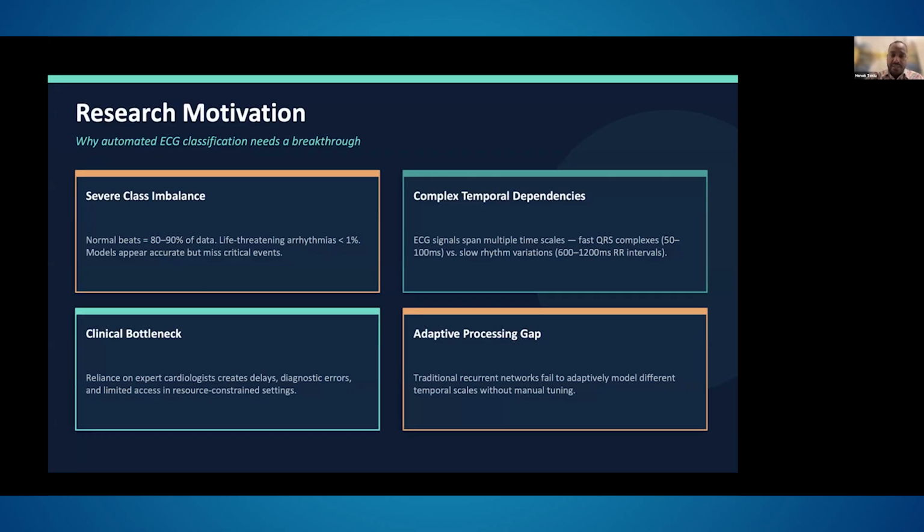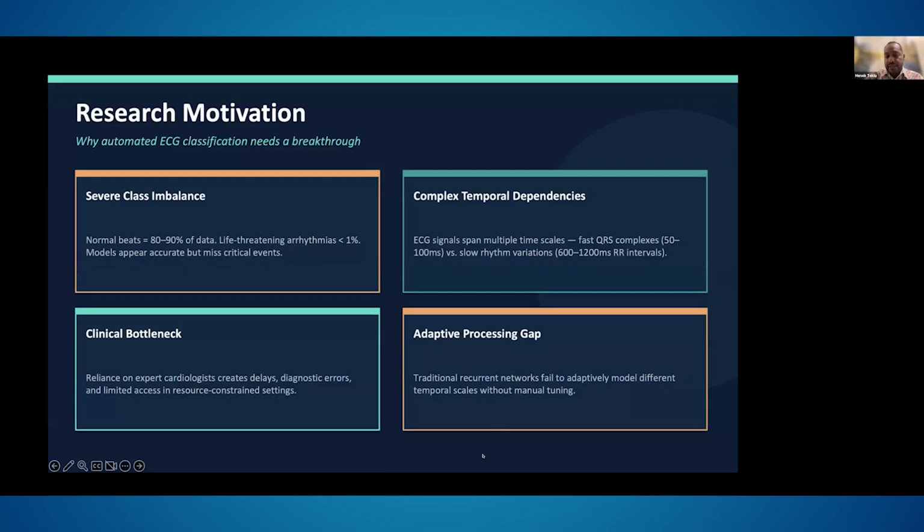So we need to make sure that our data set is somehow balanced for these kinds of problems. Second, the heartbeat is a complex temporal phenomenon with very complex temporal dependencies. So we need to capture these dependencies using a specialized algorithm such as liquid neural networks. We also don't want to depend solely on cardiologists, because that can create delays, diagnosis errors, and limited access in resource-constrained settings or places.